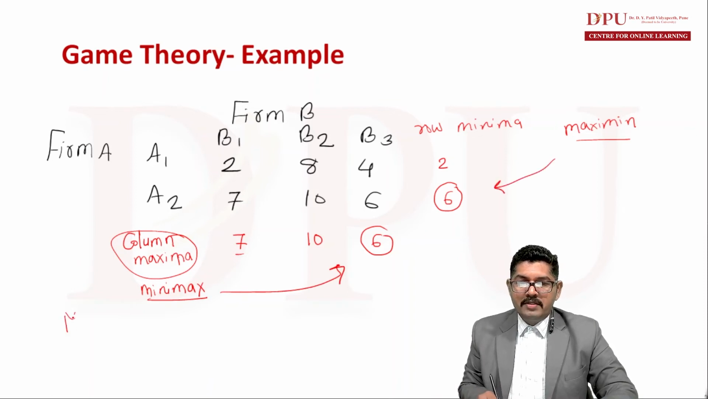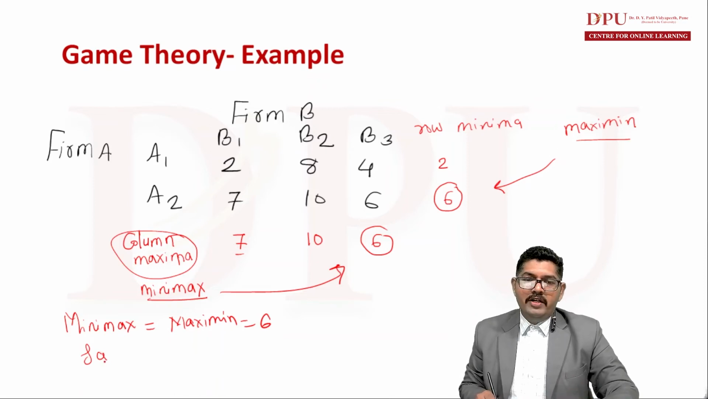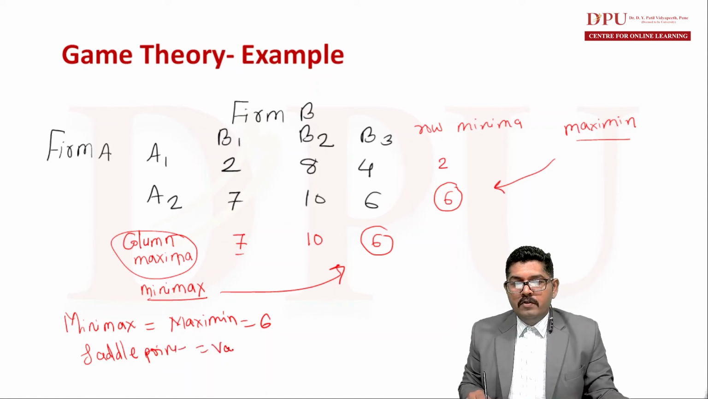So minimax is equal to maximin is equal to 6. Therefore, a saddle point exists. When minimax is equal to maximin, a saddle point exists and it is the value of the game. So this is how we solve a game.